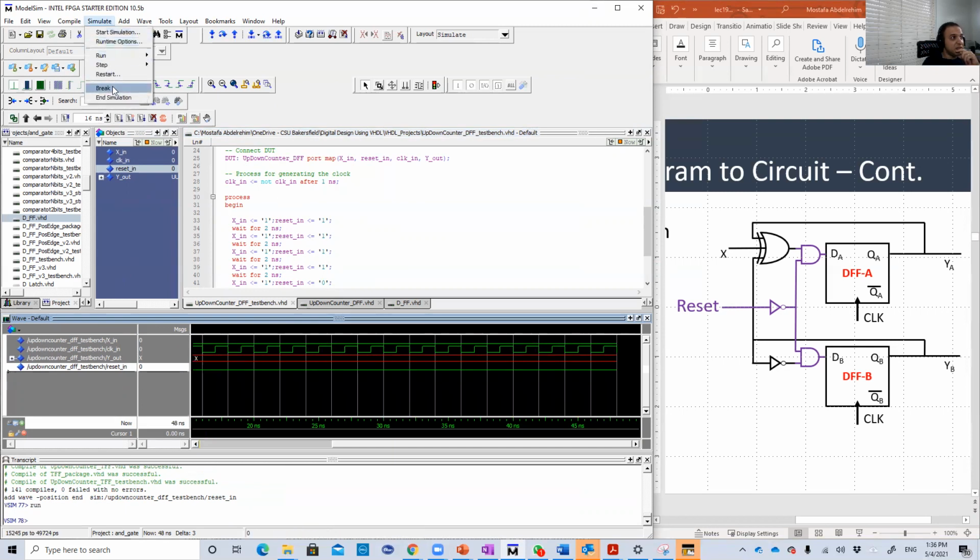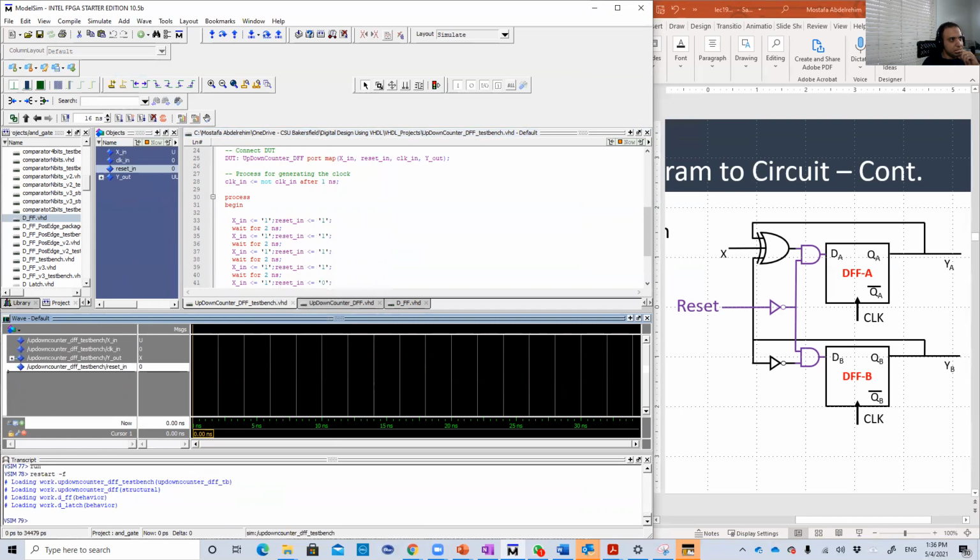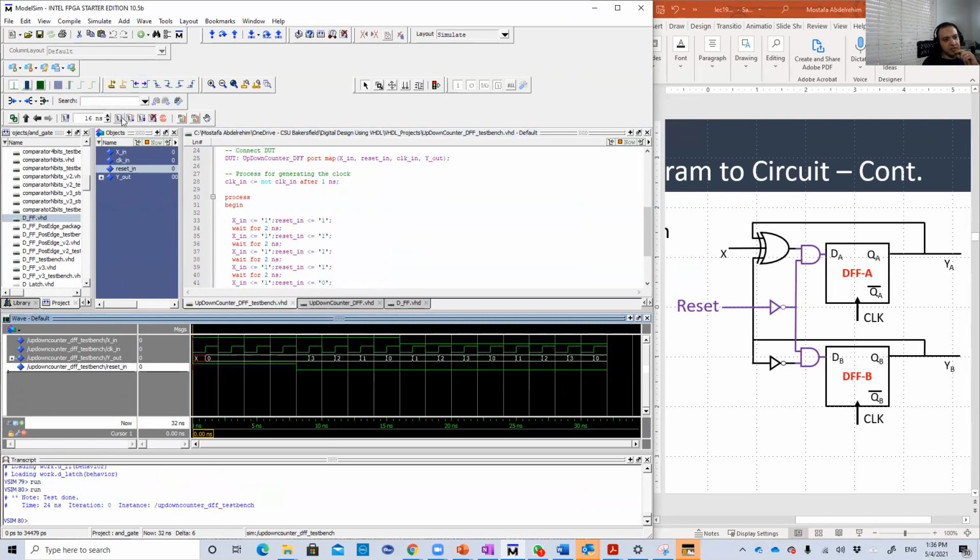Oops, I'm going to restart the simulation first. It's running now, yes, it's working. So in the beginning, it's undefined, and there the reset is one. Look at the reset here, the reset is one for 4 nanoseconds, okay? So when the first positive edge comes, because the D flip-flop is a positive edge flip-flop, DA and DB were zeros. So when the positive edge comes, QA and QB, which will be Y and YB, will be zeros as well. That's why here Y out is zero.